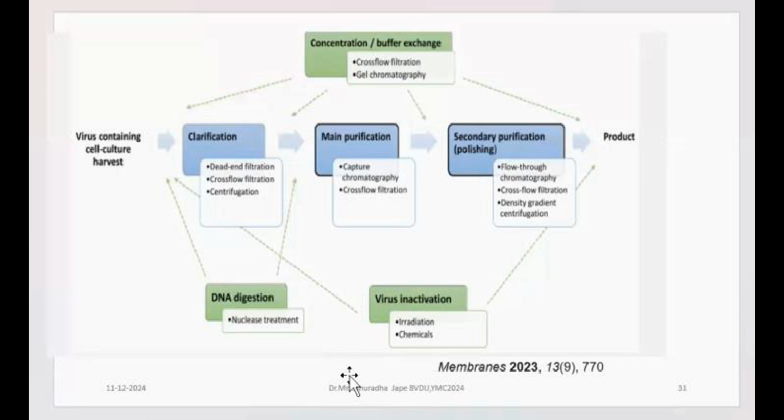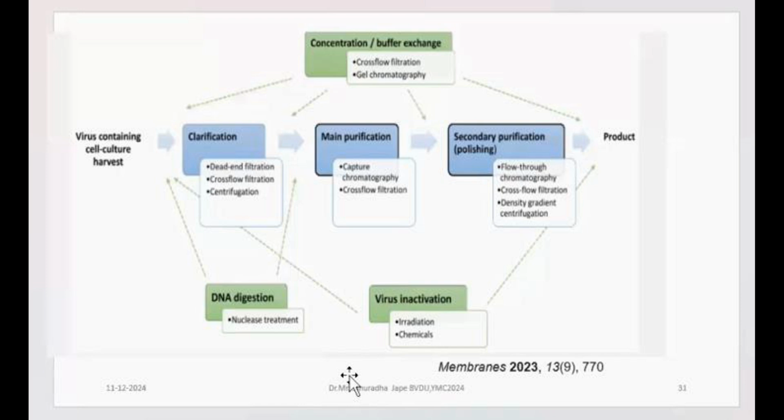All right. So this is what I'm talking about, when we are talking about purification of virus particles. Viruses are grown in cell culture, and you have to harvest that cell culture. So clarification technique followed by main purification technique and secondary purification technique. When we talk about clarification, you can go for cross flow filtration, or you may go for centrifugation, right?